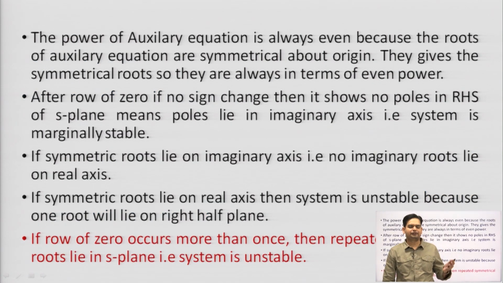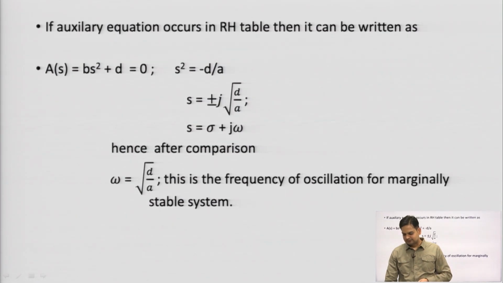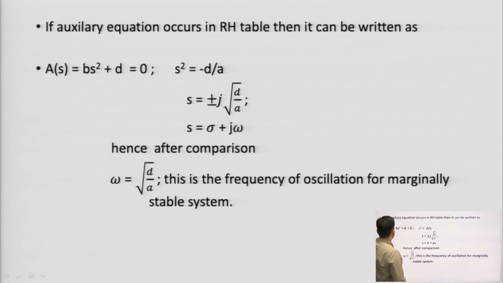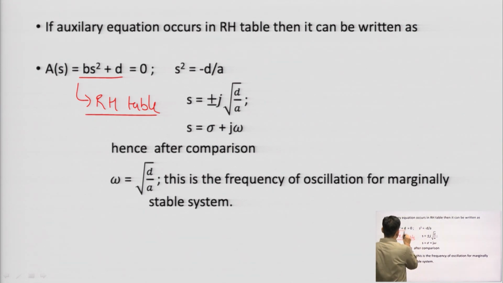Okay. So, this is about the theory of auxiliary roots that I told you, nothing new is here. Whenever we would like to solve the auxiliary roots, we can suppose this is the equation b s square plus d, which is coming from the RH table. Whenever one row is completely 0, we will get this type of auxiliary equation.